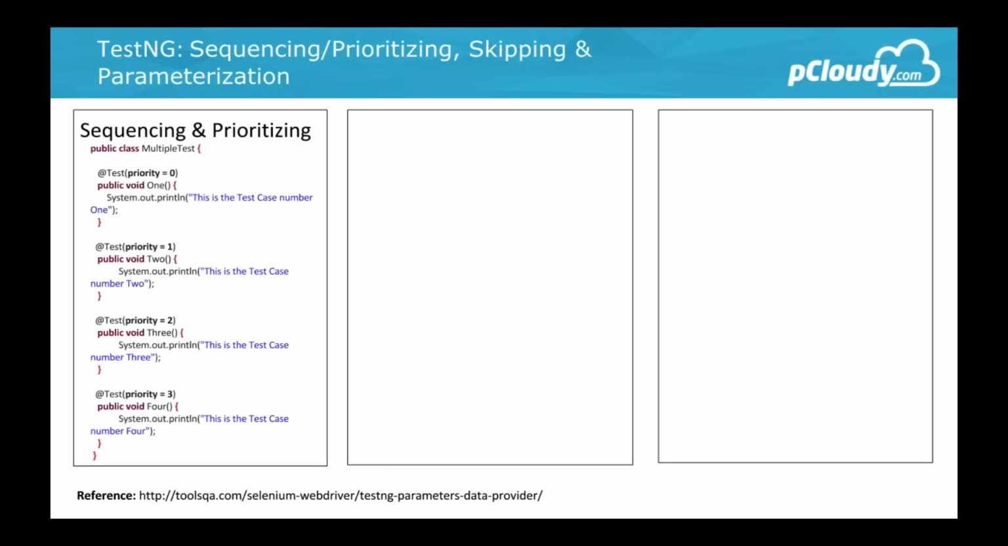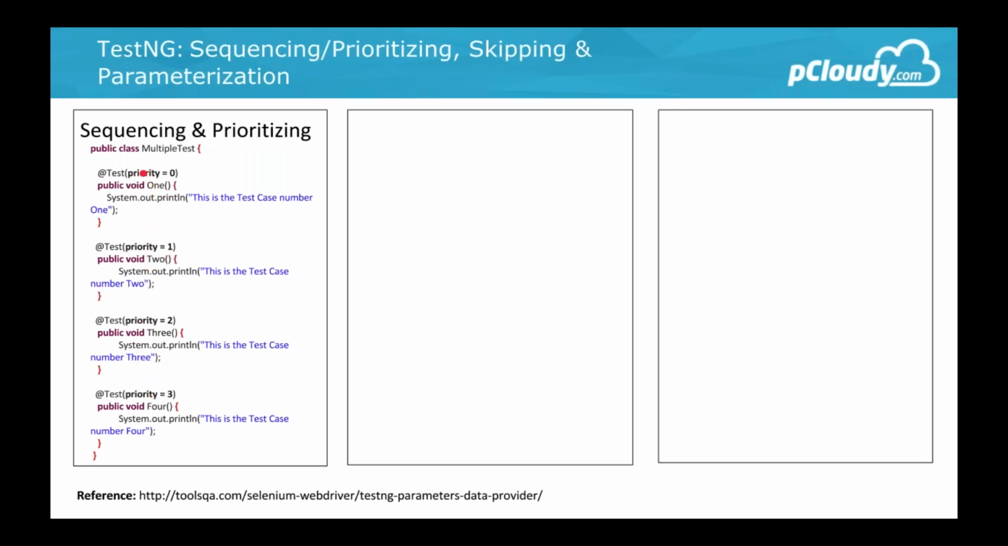So what is sequencing and prioritizing? Like in groups, we can also say, okay, the priority of this test is 0, the priority of the second is 1, the priority of the third is 2, and the fourth is 3. So it will execute in this sequence.